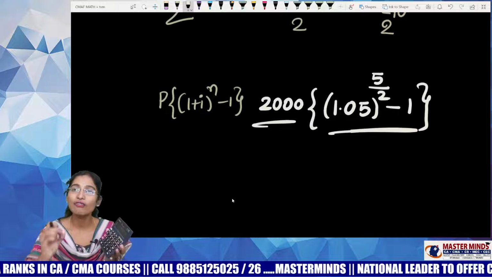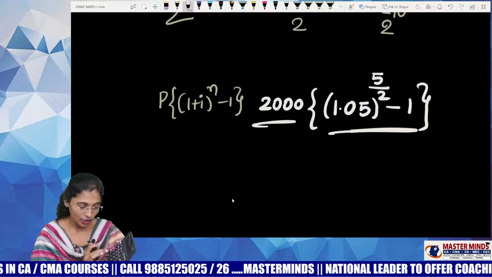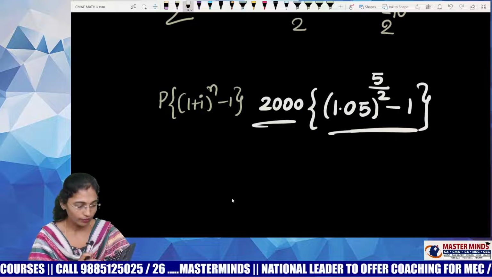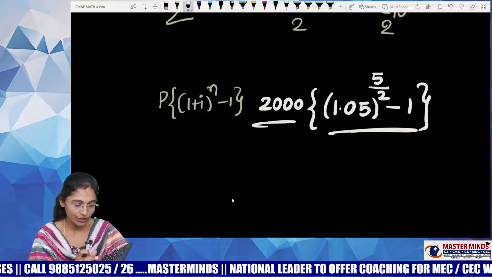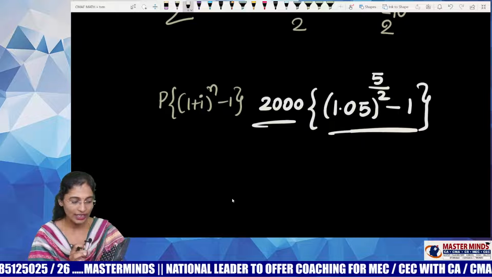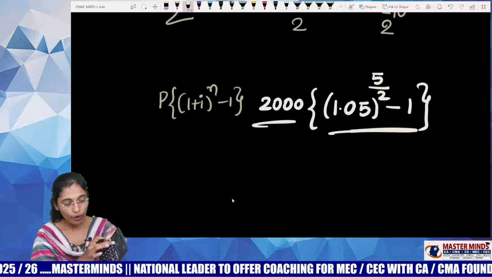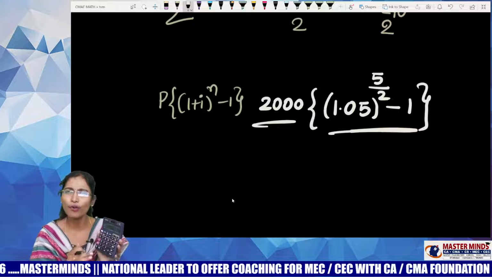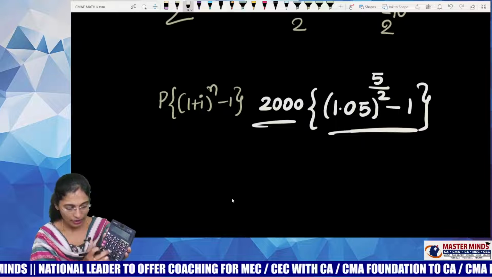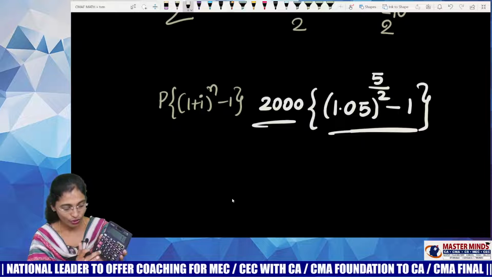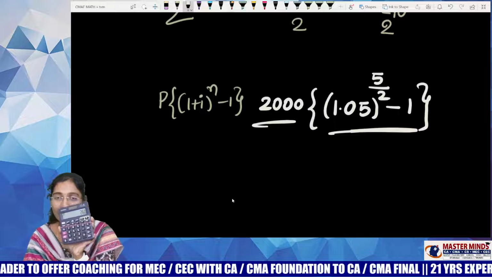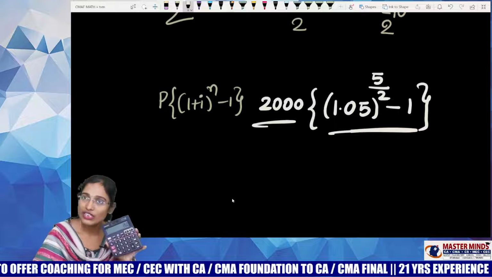So like that, if you keep on changing the decimals: 1.05 whole power 5 is 1.2762, so under root 1.12972. Let me take it as 1.13 instead of 1.1297. Let me take it as 1.13 minus 1 into 2000. Now my answer changed to how much, guys? 260. So nothing to worry about those decimal changes, guys.